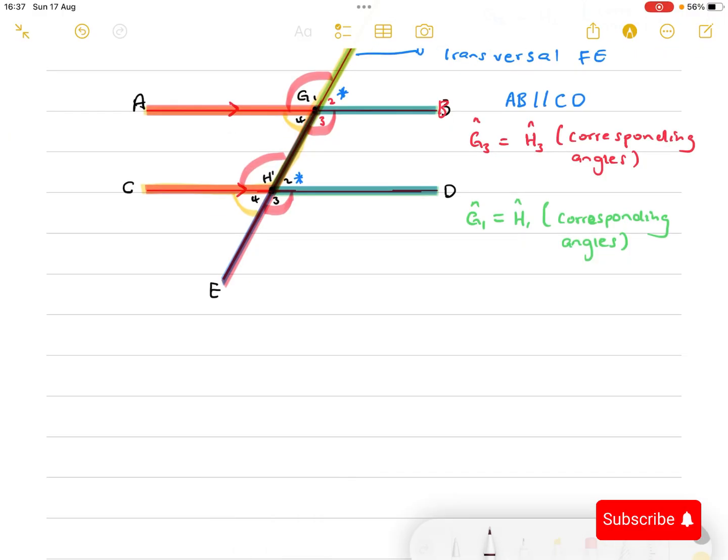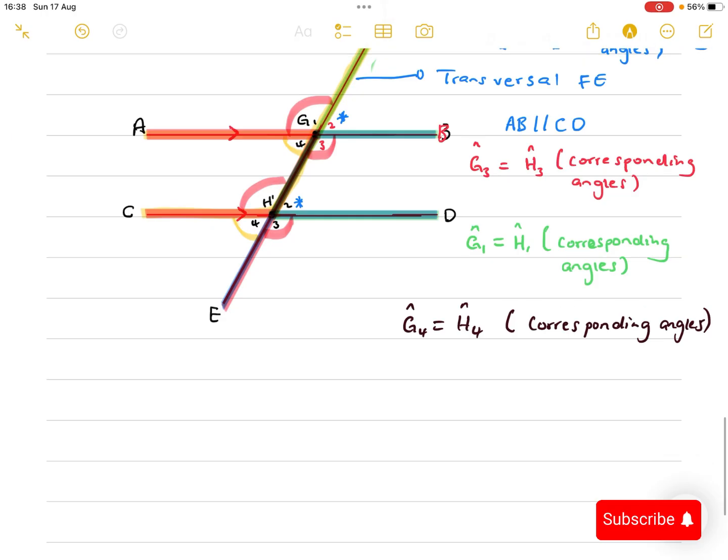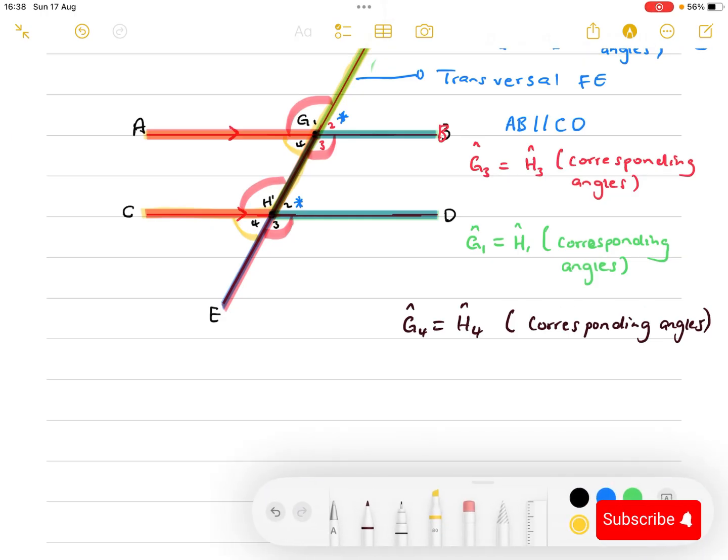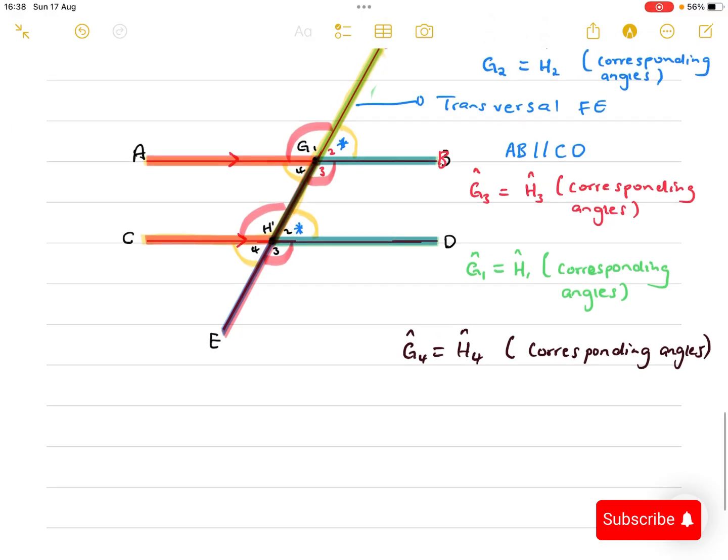So the reason behind that, we said that now we have G4 that is equal to an angle H4. And the reason behind that, we said those angles are also corresponding angles. Okay. This one, I said these two are also equal. Yeah, I did not highlight this one.